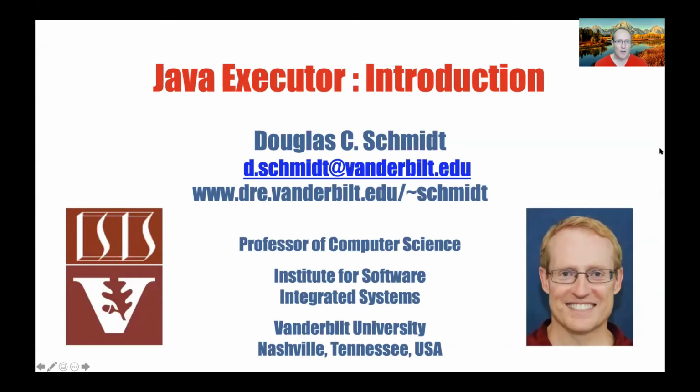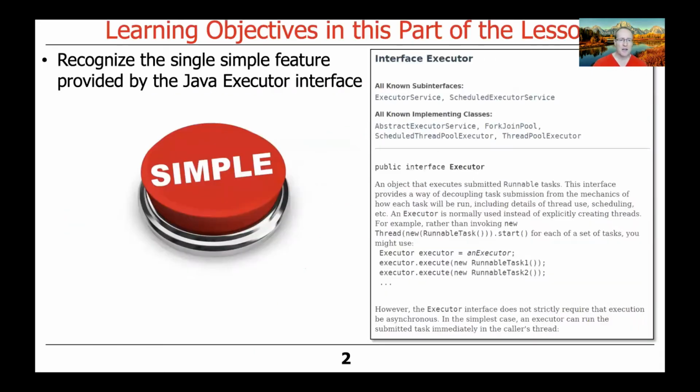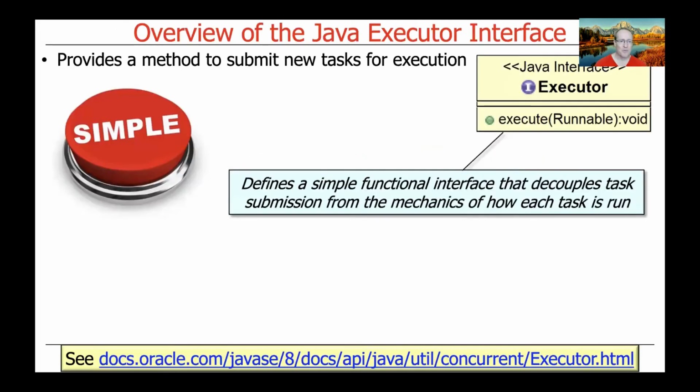So now that you've got an overview of the Executor framework, and we've talked about what thread pools are and the kinds of thread pools that Java supports, let's begin a more detailed exploration of the Java Executor interface and ways in which you can use that. So this is the simplest of the various interfaces that make up the Java Executor framework. And as you'll see, it's really simple.